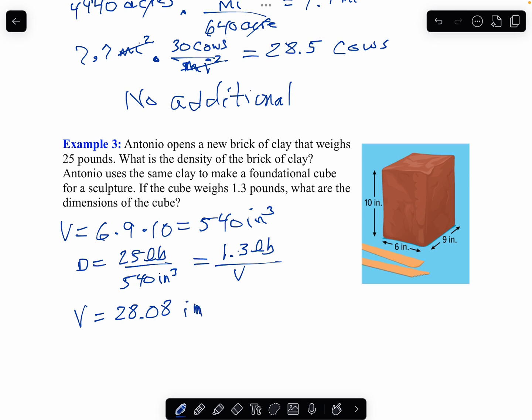Now remember, I didn't ask for the volume. I asked for the length of the side. Well, we've got a cube here, don't we? And in a cube, length times width times height, or x cubed, will equal about 28.08. So then we're just going to take the cube root on your calculator.